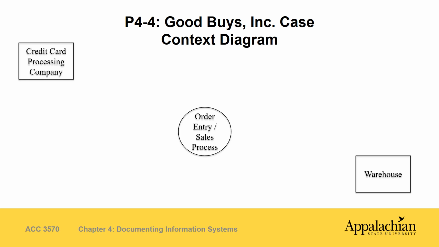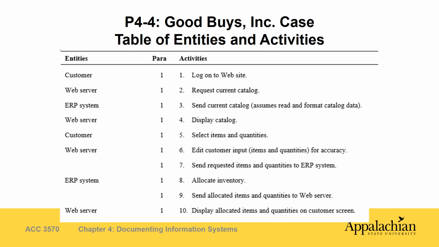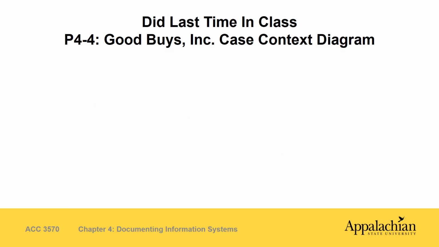External entities, credit card processing company and warehouse. Then I have request verification from credit card company. Then receive verification number from credit card company. And then picking ticket and packing slip. That's a typo. Picking ticket and packing slip. So there are the table of entities and activities that I showed a minute ago.